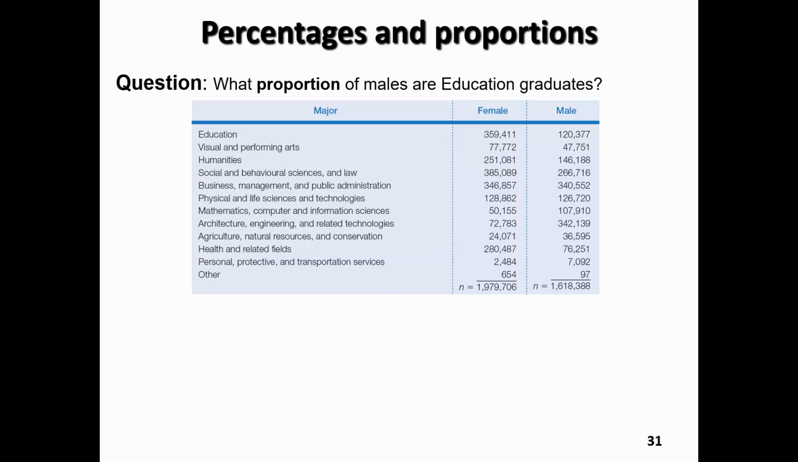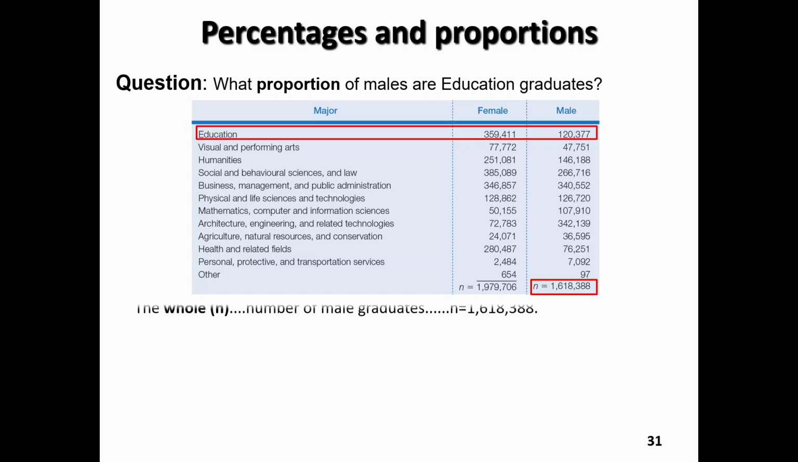It's slightly different in that the question is asking for the proportion, not the percentage. And in this particular case, we're going to take a look at another group of individuals, and these are male education graduates. And so we locate the data in question here, and we locate the total number of males because we're asking the proportion of males that are education graduates and not the proportion of the total number of students that are male education graduates.